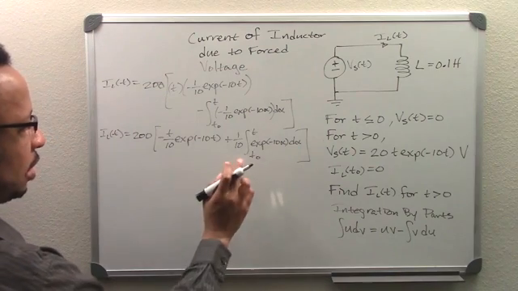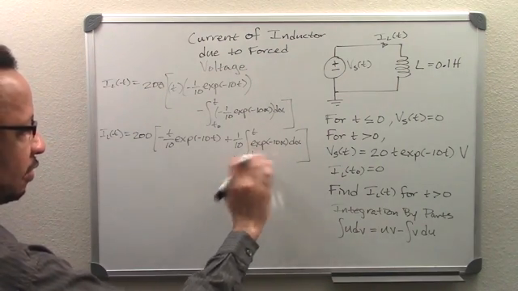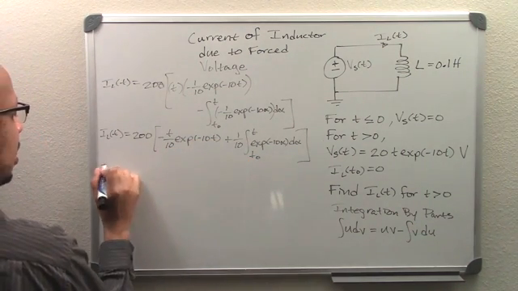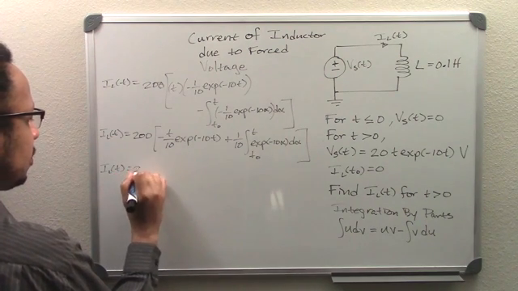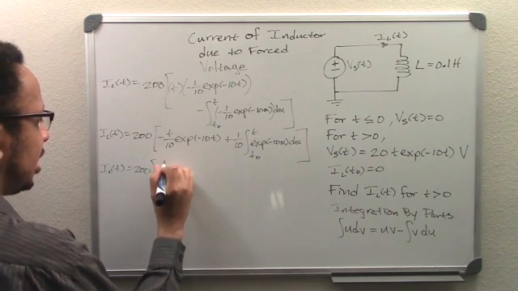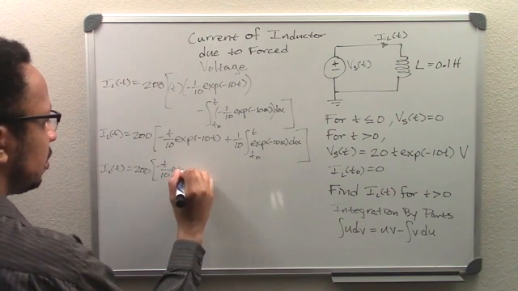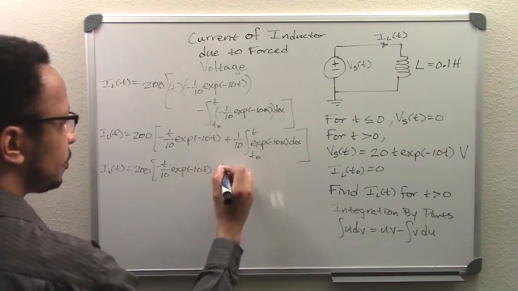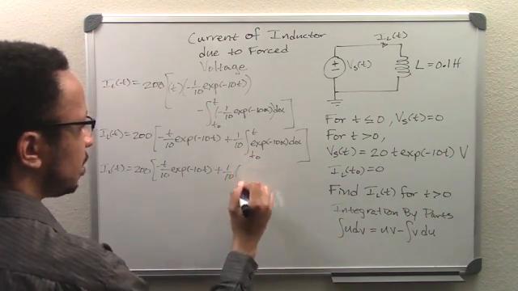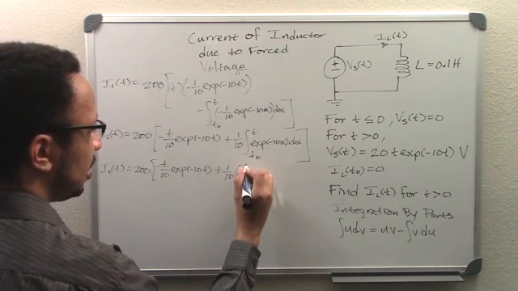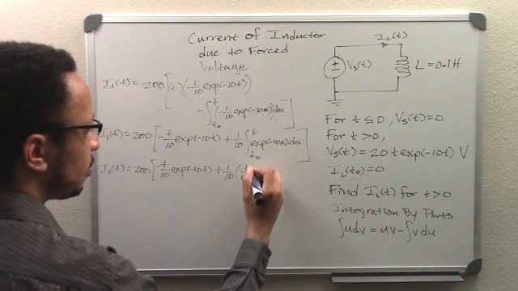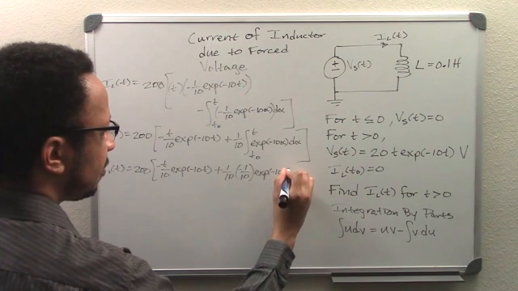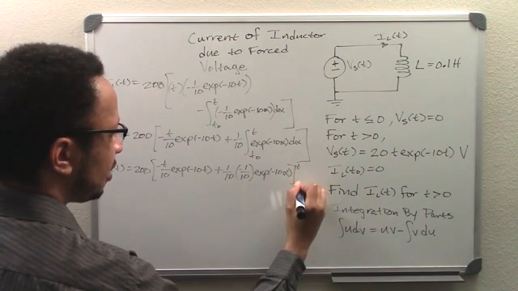Next, we'll integrate this last term of our expression. Now IL of t is equal to 200 times negative t over 10 exponential negative 10t, plus 1/10, and when we integrate we get negative 1/10 times exponential negative 10 alpha between the limits of t and t sub 0.